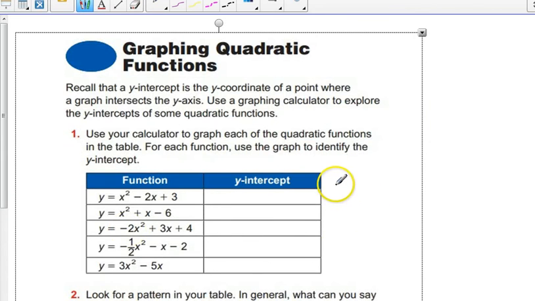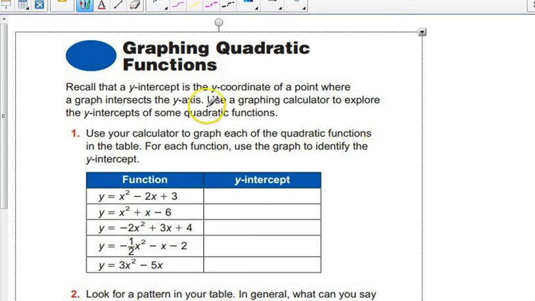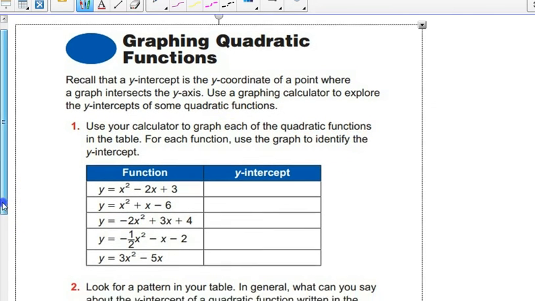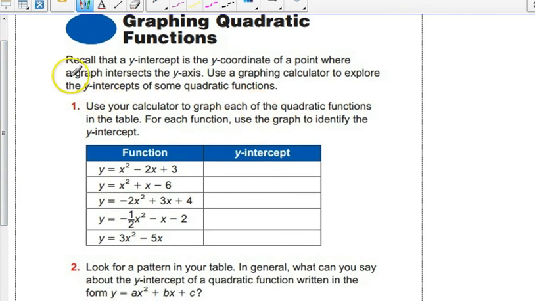Last thing is a quick graph of quadratic functions here. So you're going to be doing a little bit of an investigation about y-intercepts. And so recall that a y-intercept is the y-coordinate of a point where a graph intersects the y-axis. You're asked to use a graphing calculator to explore the y-intercepts of some quadratic functions, and I'm going to give you an alternative that I'm going to pause and go to this website, and then I'll move on from there.